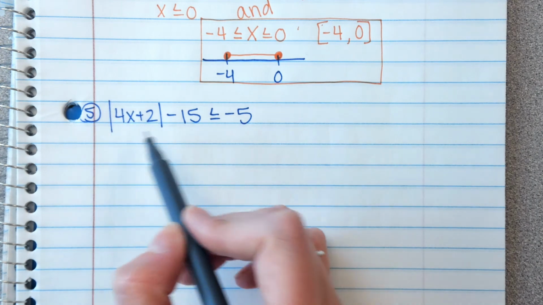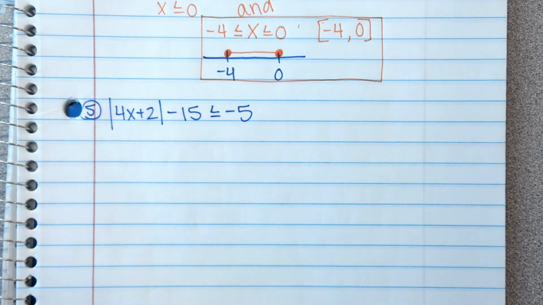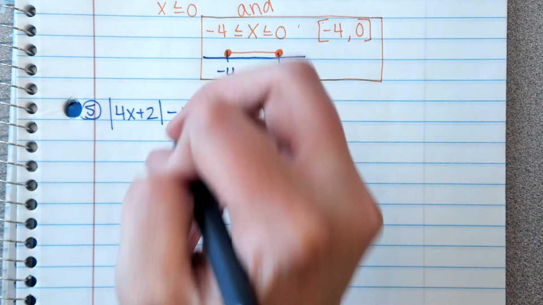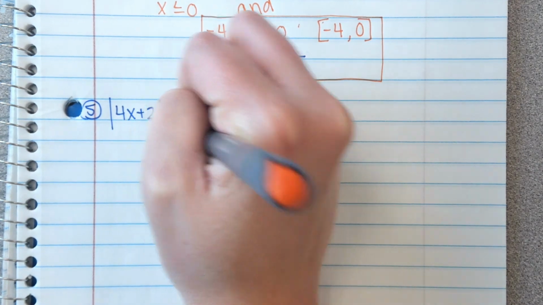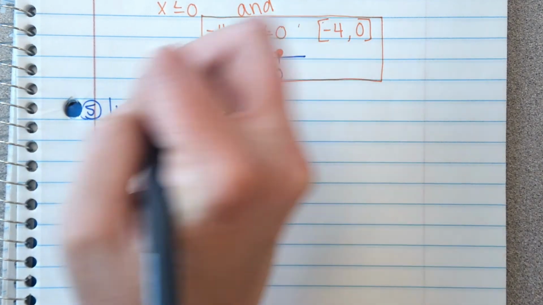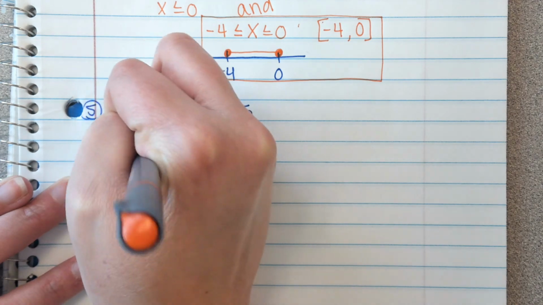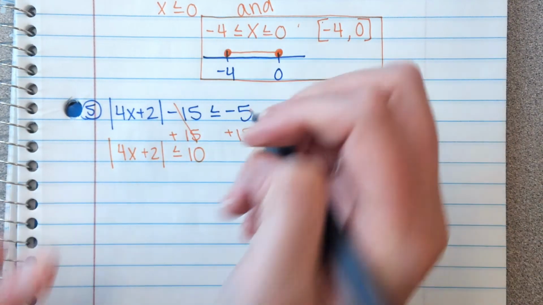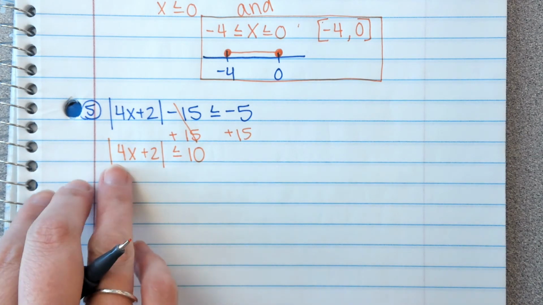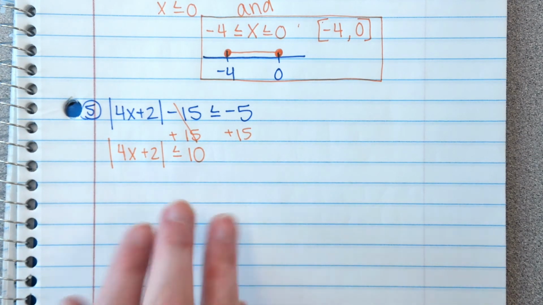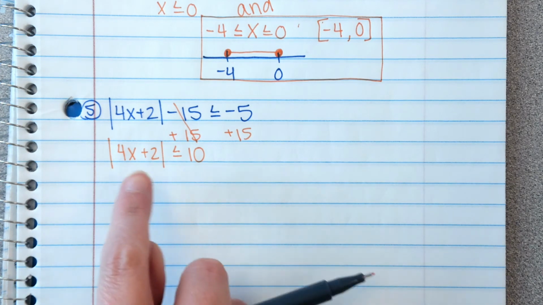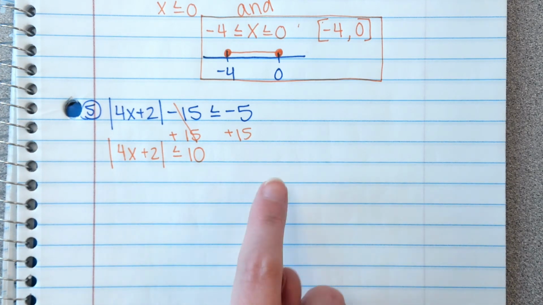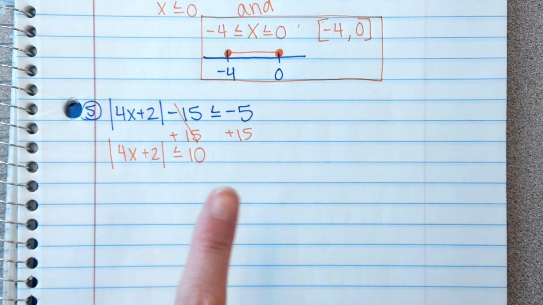But let's look. What operation is on the outside of our absolute value bars? Minus 15. So we can get rid of that by adding 15. We have the absolute value of 4x plus 2 is less than or equal to 10. Now, that's normal. It should work. So I want you to take just a second, pause the video, create 2 separate inequalities, and see what answers you get.